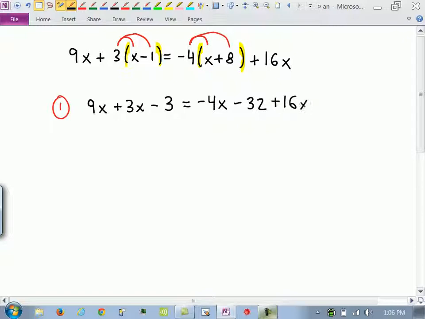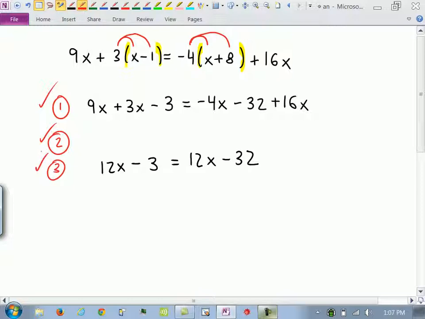Okay, so we have removed grouping symbols. Step 1 is done. Step 2, fractions and decimals. Don't have it. Step 3, combine like terms. Here we go. On the left side, what can I put together? 9x and 3x is 12x. So 12x minus 3 is what I can put on the left side. On the right side, I can put together negative 4x plus the 16x, and that gives me 12x. And I still have the minus 32. So now I have collected all like terms on both sides of the equation.